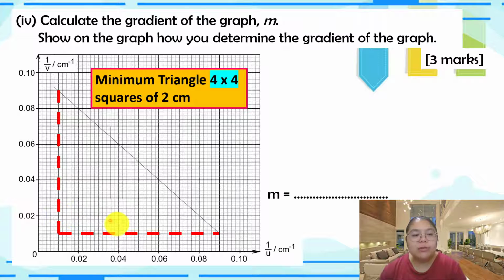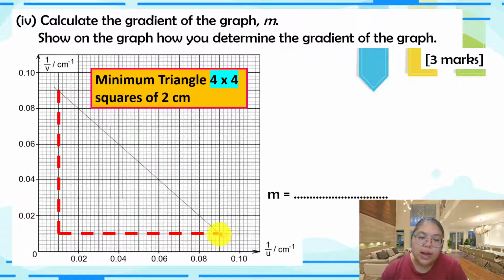Okay, after I draw the triangle, I need to do the calculation. Remember gradient, what's the formula for gradient? Gradient is y1 minus y2 over x1 minus x2. So that means take the y over the x. Now we need to do the calculation. Before that, we need to find out the coordinates. What's the coordinate for this point? This point, sorry, the x-axis is 0.01 and the y-axis is 0.09.